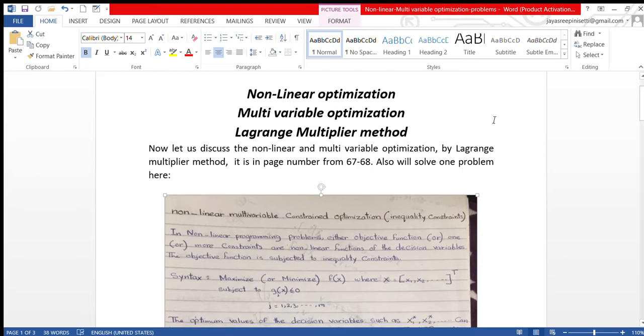So in that, we are going to try the Lagrange multiplier method. This you will find on pages 67 and 68, and you can see there how to do that. On page 67 you can see multivariable constrained optimization, and there we are doing the Lagrange multiplier method too. Let us see how to solve, how to optimize using this method.